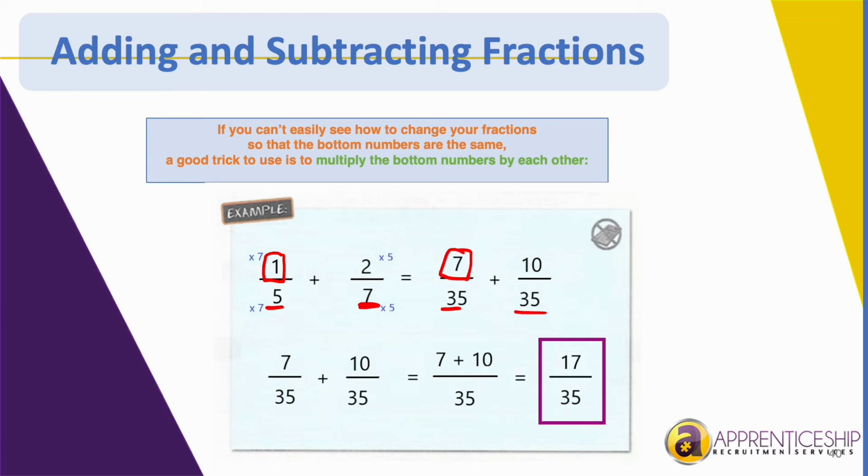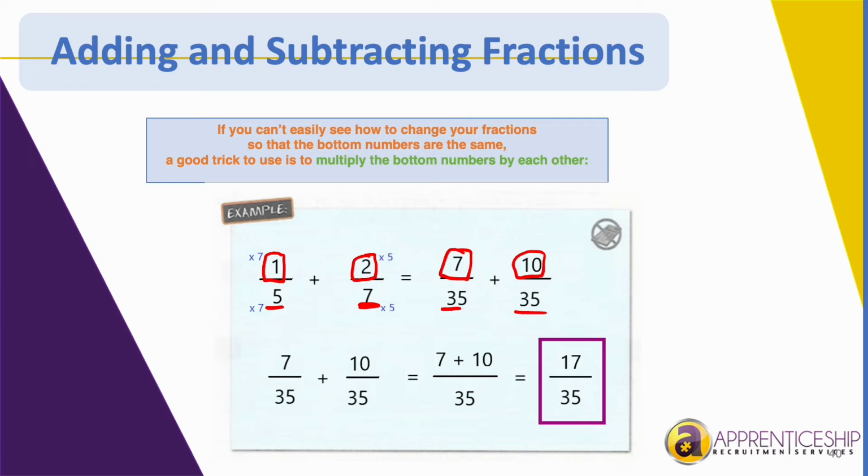The second fraction, the 7, has been multiplied by 5 to get to 35. So the top number needs to be multiplied by 5 as well. So we end up with 10 over 35. So 7 over 35 and 10 over 35. Okay, and then we just add the top numbers together and end up at 17 over 35.